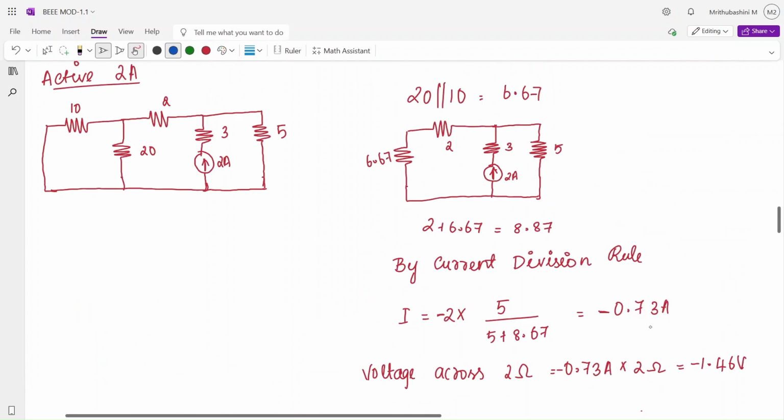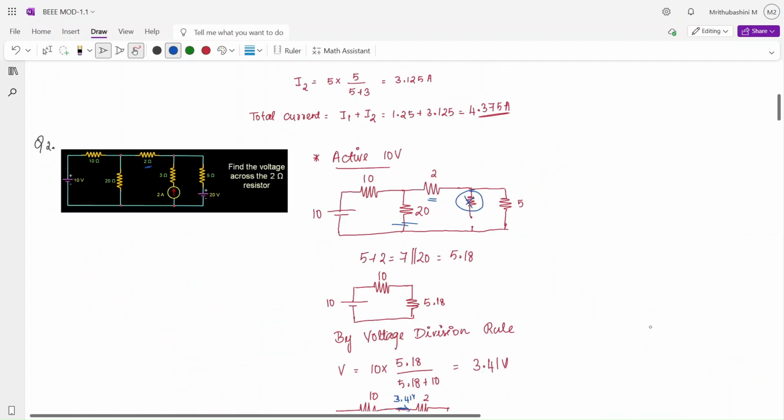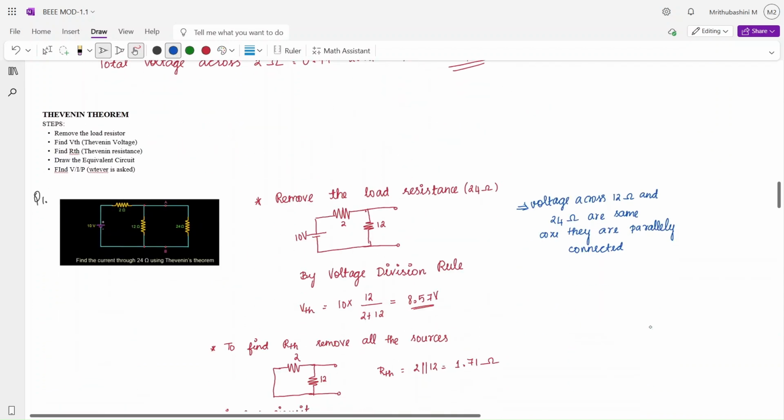All right, I hope this question is clear. So what we did is we made one source active and shorted and opened the other sources, and we solved accordingly. All right, so I guess this is clear, and that's it.